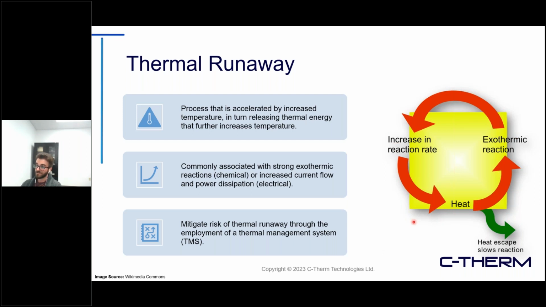Thermal runaway is essentially a form of a positive feedback loop where you're generating heat within a system. This is resulting in an exothermic reaction, further increasing that heat, increasing the rate, and so on and so forth. And if you don't have a mechanism for the heat to escape from the system and essentially slow down this reaction, that's where these destructive events can come from.